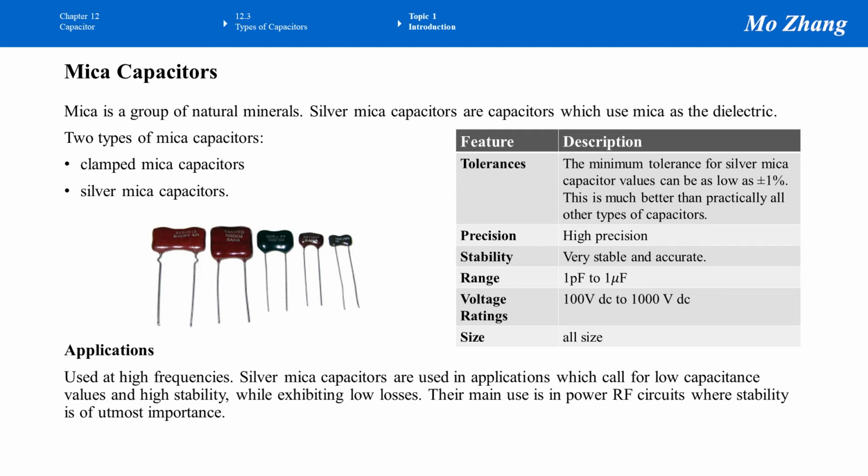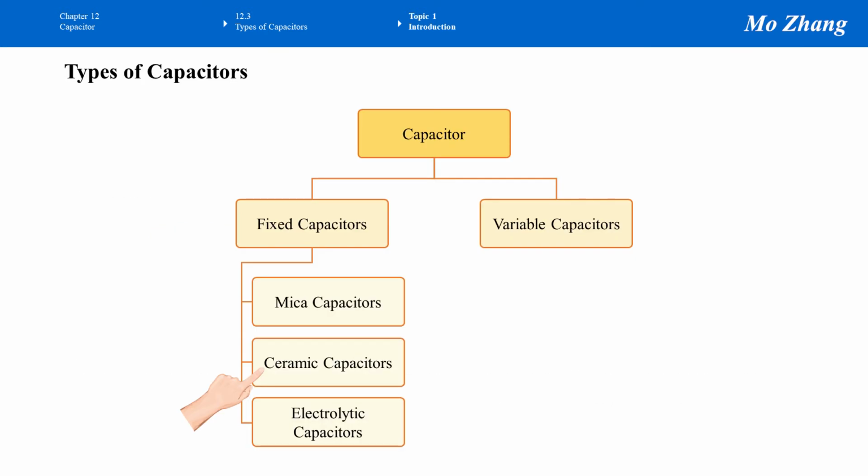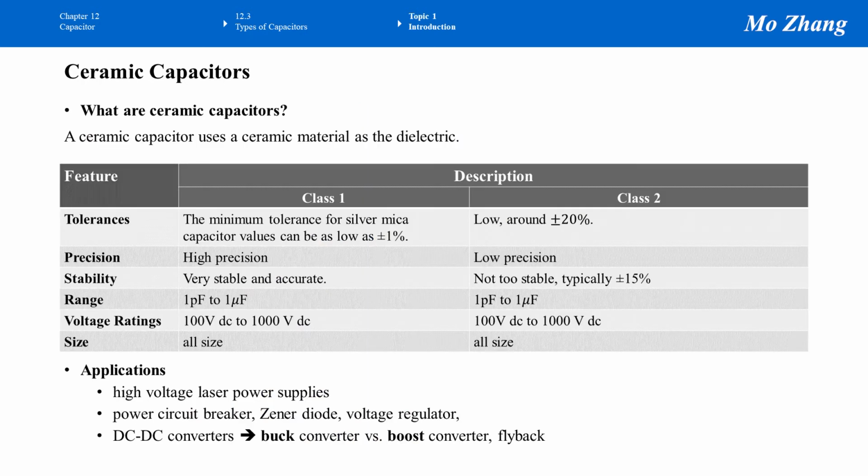Mica capacitors are mainly used at high frequencies, since they are very stable with high precision, such as in RF circuits. Another type of capacitor is the ceramic capacitor. This type of capacitor uses ceramic material as the dielectric. There are two classes of ceramic capacitors: Class 1 and Class 2. Class 1 ceramic capacitors are used where high stability and low losses are required. These kinds of capacitors are used for less sensitive applications.